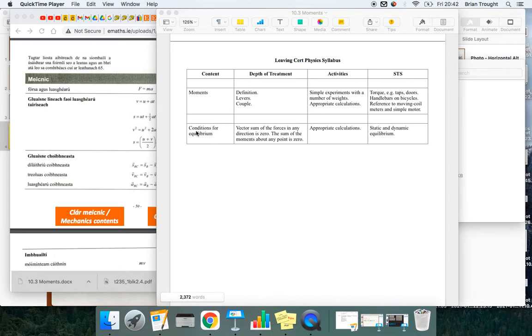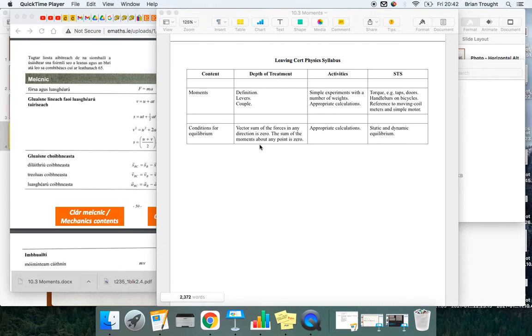And then the next thing, the conditions for equilibrium. Equilibrium just means something is balanced. In this case, if it's balanced, this complicated sentence tells us that the forces up and the forces down are equal, the forces left and the forces right are equal, and the forces in and the forces out are equal. So there's no net force acting on the body, so the body will not accelerate.